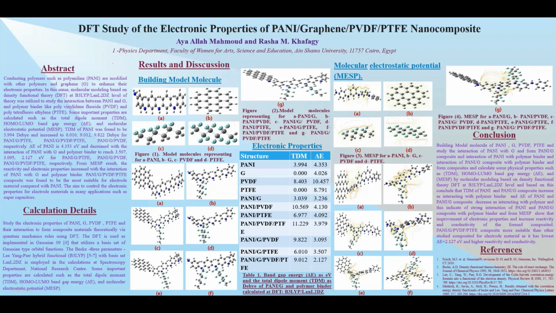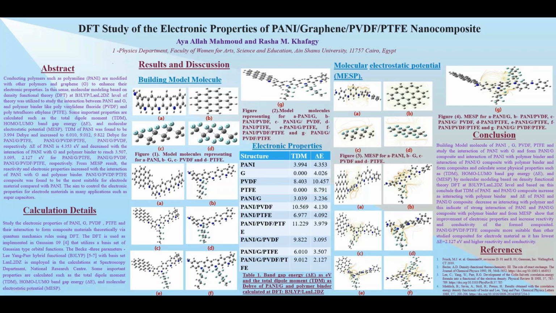The total dipole moment of polyaniline was found to be 3.9 Debye and increased to 6.0, 9.0, and 9.8 Debye for the polyaniline graphene PTFE composite, the polyaniline graphene PVDF PTFE composite, and the polyaniline graphene PVDF composite, respectively.